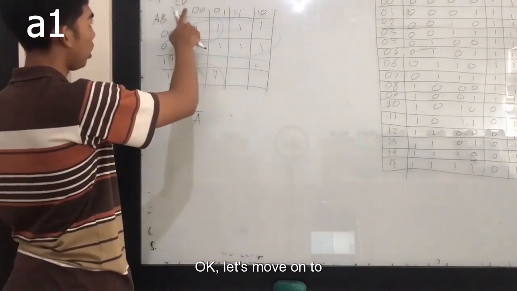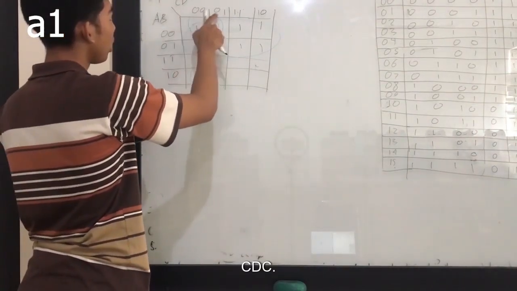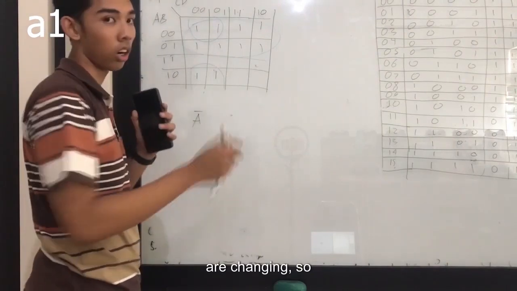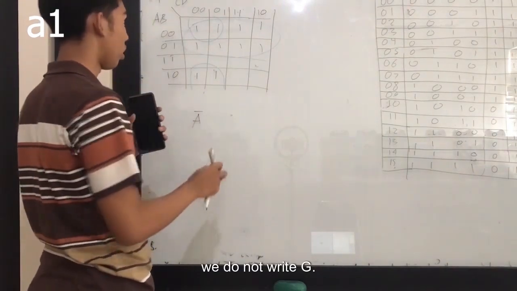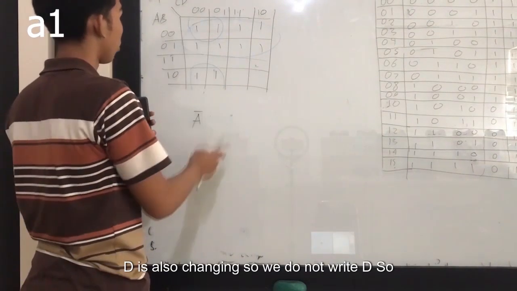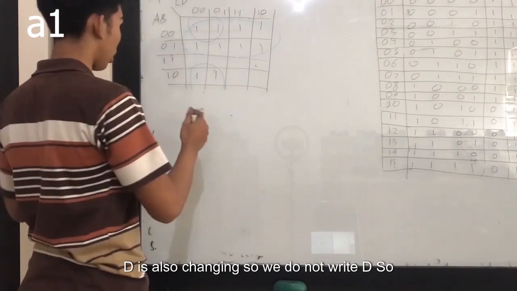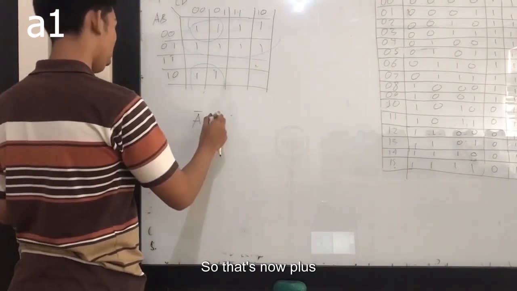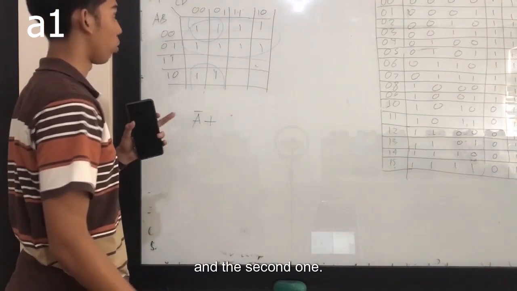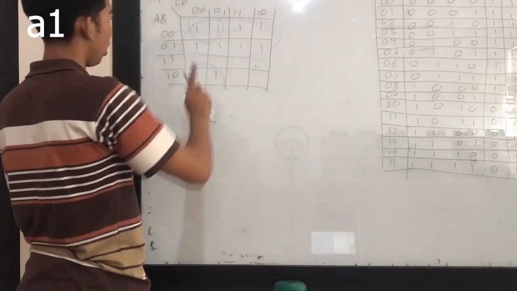Okay, let's move on to CD. C, all of these are changing, so we do not write C. D is also changing, so we do not write D. So that concludes the first group. So let's now plus. And the second group is this.